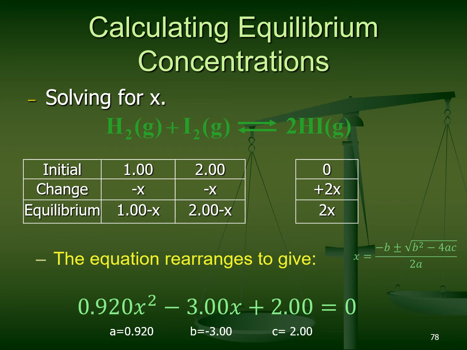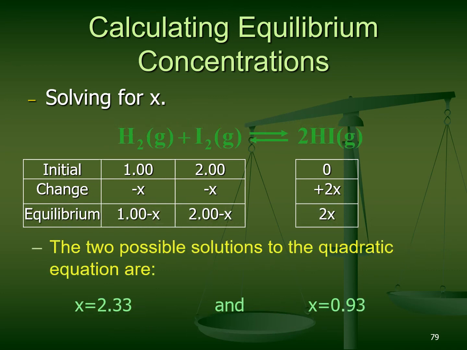And what do we come up with? We end up with x equals 2.33 and x equals 0.93. So these are the two possible solutions to the quadratic equation. Now, which one should we pick? Well, we need to pick the one that will make sense for this equation. There's only going to be one answer.